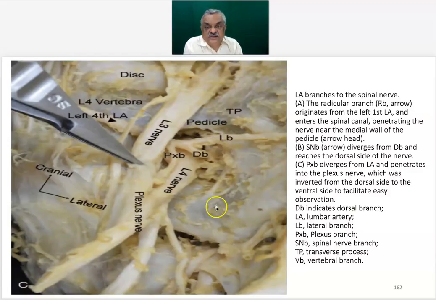Here the lumbar artery, which is seen here, is the left fourth lumbar artery. This is the L3 nerve, this is the L4 nerve forming the plexus, and this LA gives a plexus branch. Now up is cranial and this side is lateral. This is the transverse process. So let's see, a radicular branch, RB. Then we have the SNB and we have the PXB, that is the plexus branch. Now LB is the lateral branch, DB is the dorsal branch, PXB is the plexus branch.